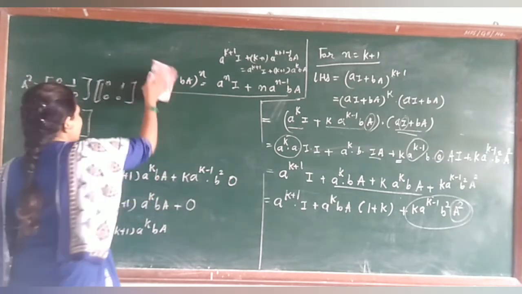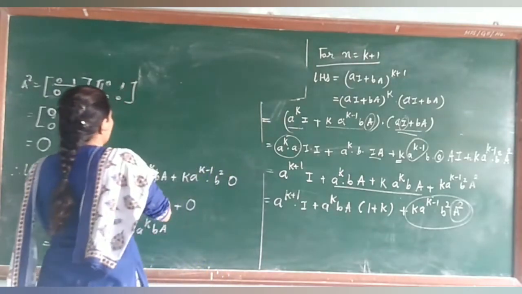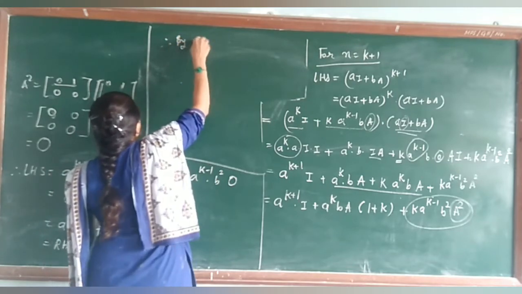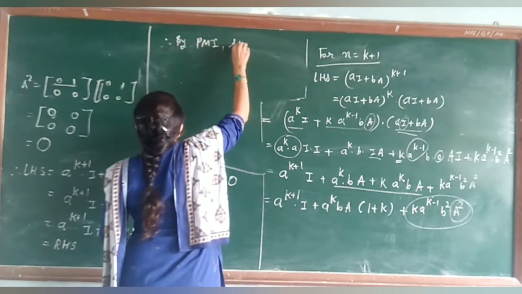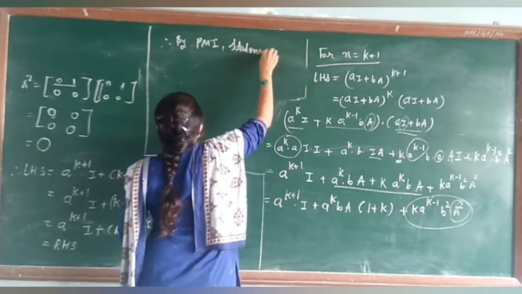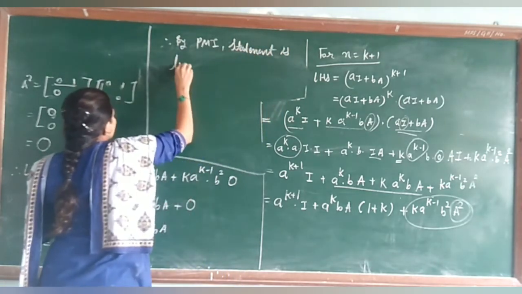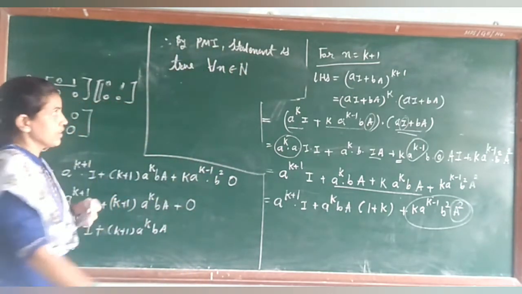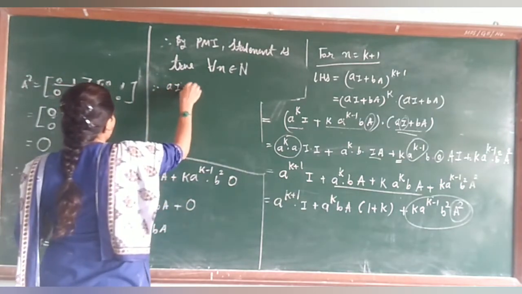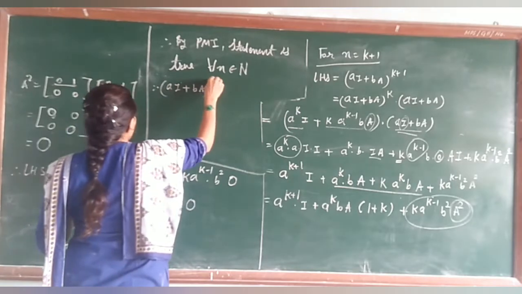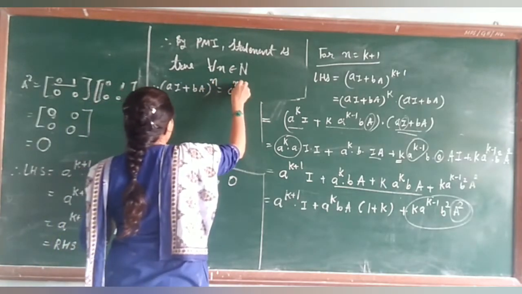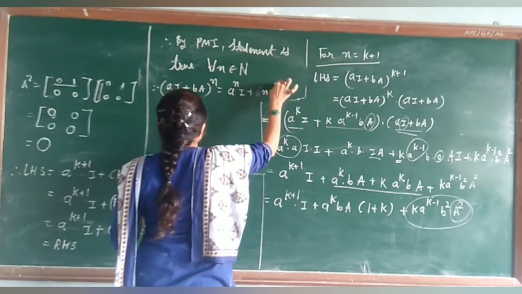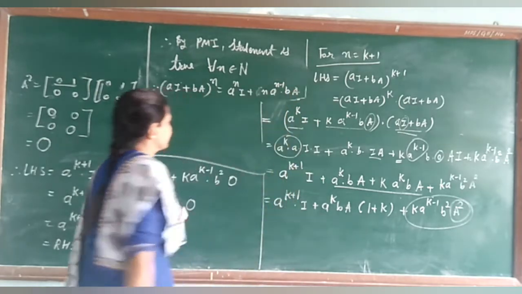So therefore I am writing here, therefore by principle of mathematical induction the statement is true for all n which belongs to capital N, and therefore AI plus BA raised to n is equals to A raised to n I plus n A raised to n minus 1 B A.